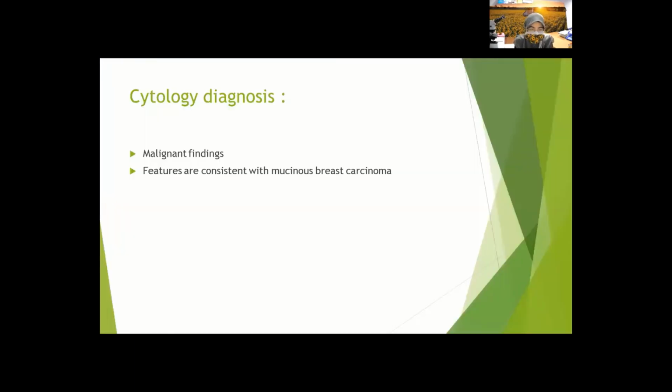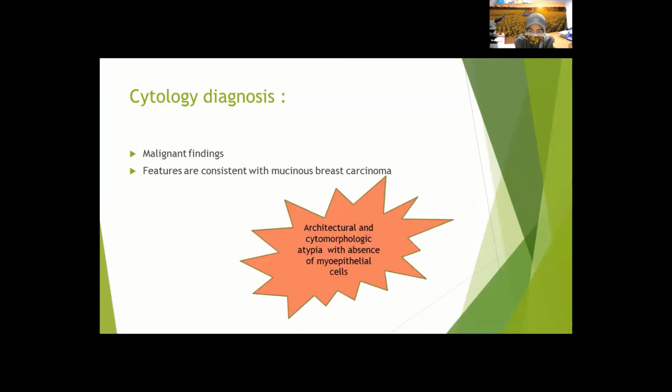So, applying those three criteria just now, the features are more of a definitely malignant pattern with architectural features. So the report is that the features are consistent with mucinous breast carcinoma. As I mentioned, we need to apply the cellularity, the architectural tissue pattern, and also the background material.